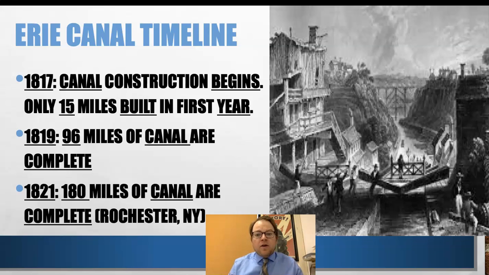But right in the back of our neighborhood in Rochester, New York, this Erie Canal is going to have a profound effect on the history and development of our area. And you can see some of the building going on in the back there.